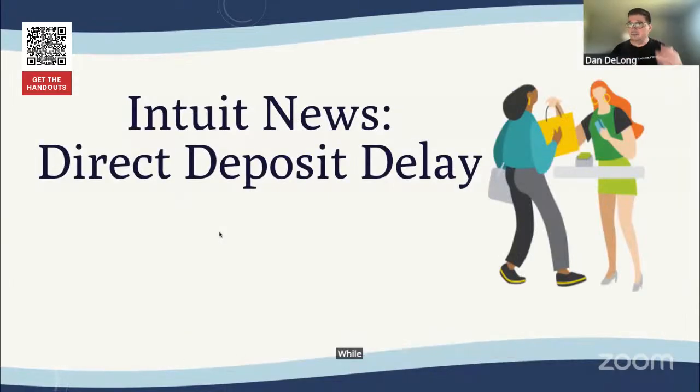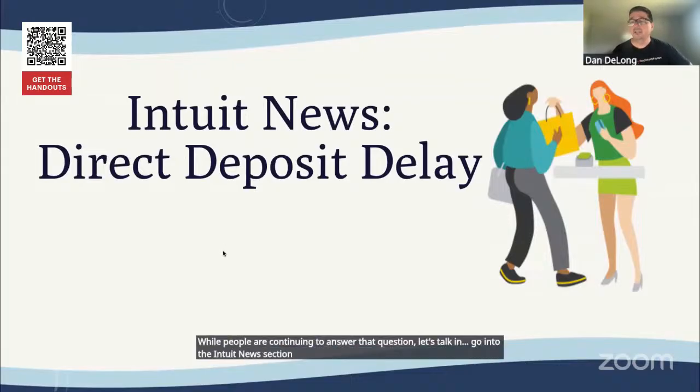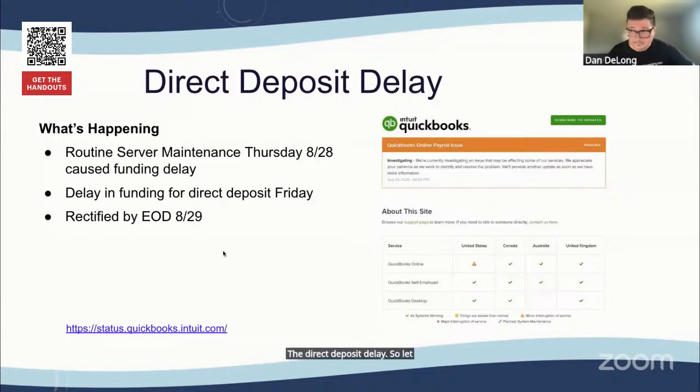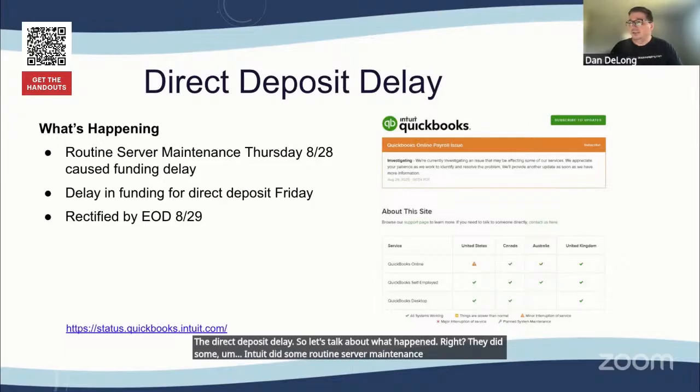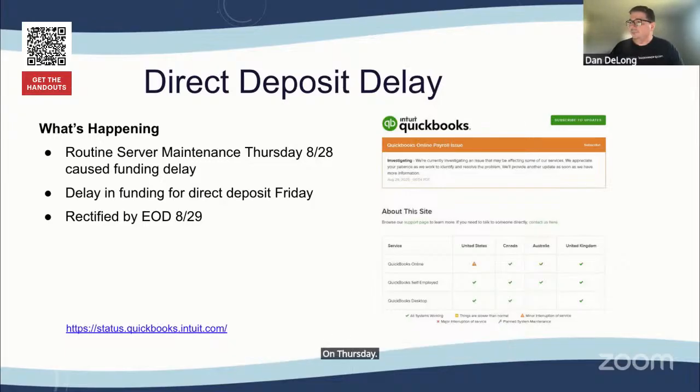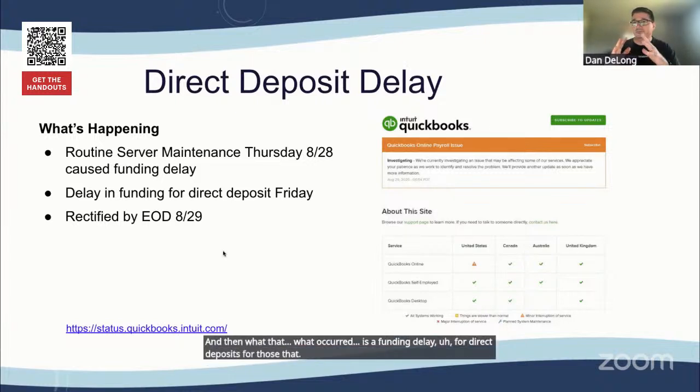While people are continuing to answer that question, let's go into the Intuit news section, which was all about the direct deposit delay. So let's talk about what happened, right? Intuit did some routine server maintenance on Thursday, August 28th, which was the day before a Friday, which is typically payday for a lot of companies. And then what occurred is a funding delay for direct deposits for those that happened on Friday, right?